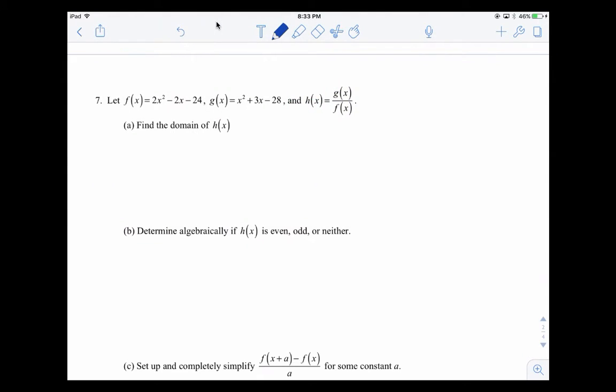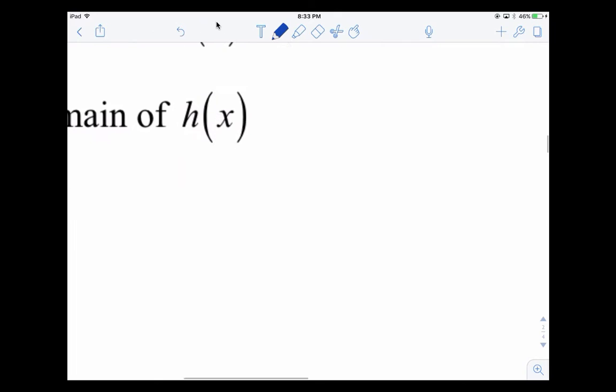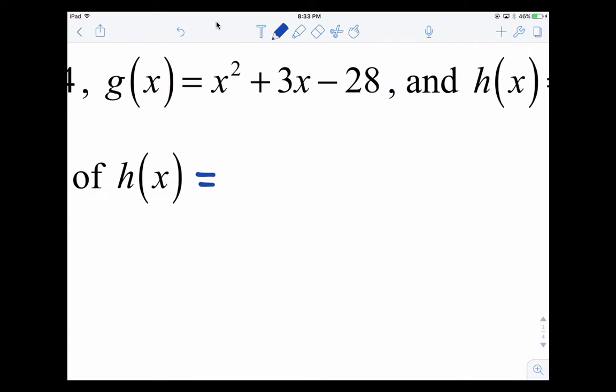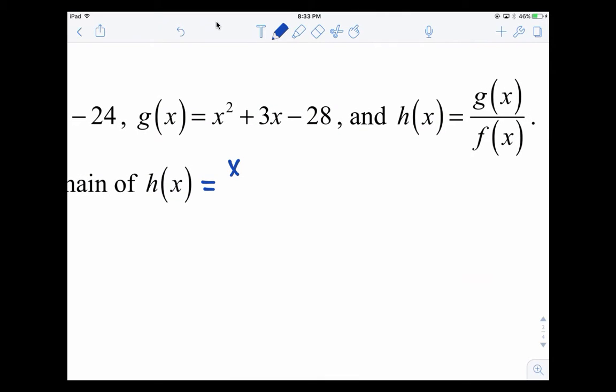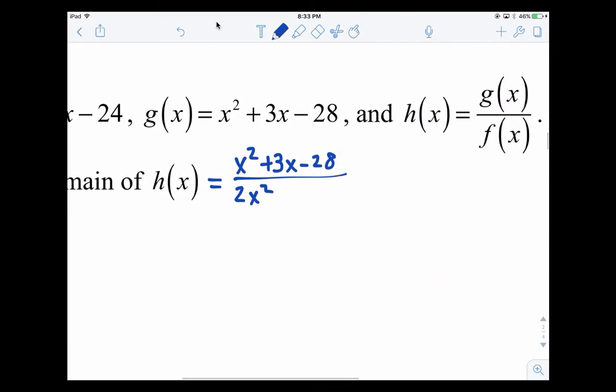Okay, number 7, f of x is given by that function, g of x is given by that function, and it says h of x is g divided by f. So you have to find the domain of h of x. It'd probably be useful to actually figure out what h of x is. So if h of x is g divided by f, you have x squared plus 3x minus 28, and then f would be 2x squared minus 2x minus 24.